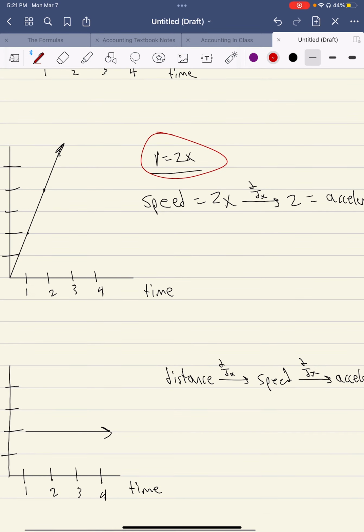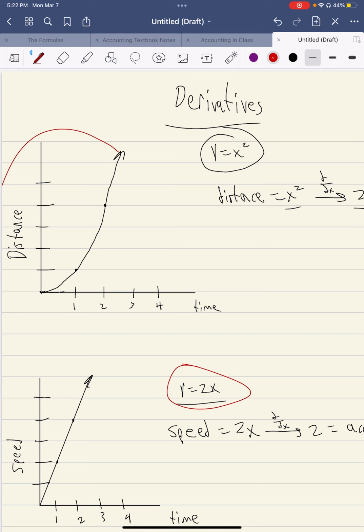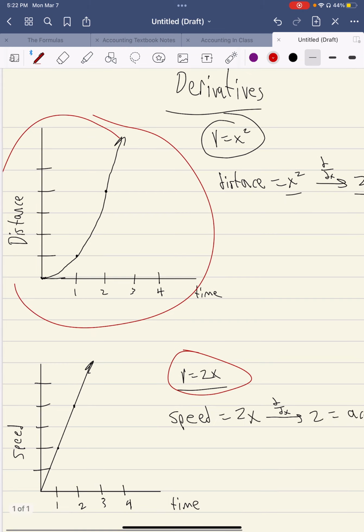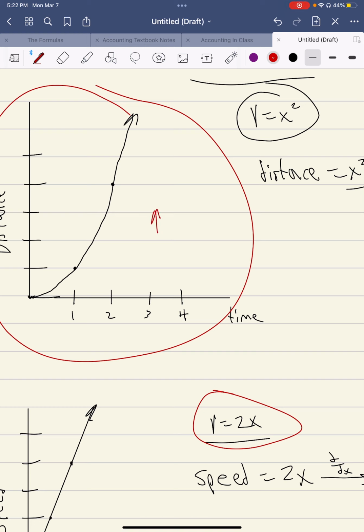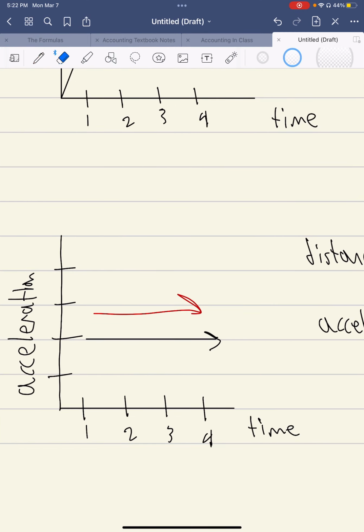And then finally, the final graph is just the acceleration. Acceleration is equal to 2. And we know that this is true because at any given point on this graph, the acceleration is constantly increasing at a rate of 2 throughout the entire duration of time, and that would appear on a graph simply as a straight line.